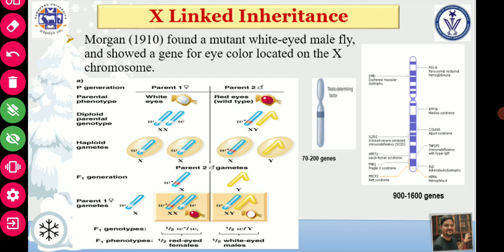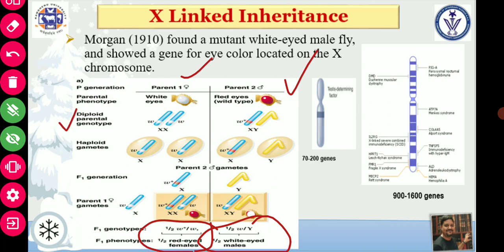Now here you can see he took a white-eyed female and a red-eyed male. When he crossed them, he got half red-eyed females and half white-eyed males. Means all the males were white-eyed, whereas all the females were red-eyed. Now, apart from that, just hold this thing here only.